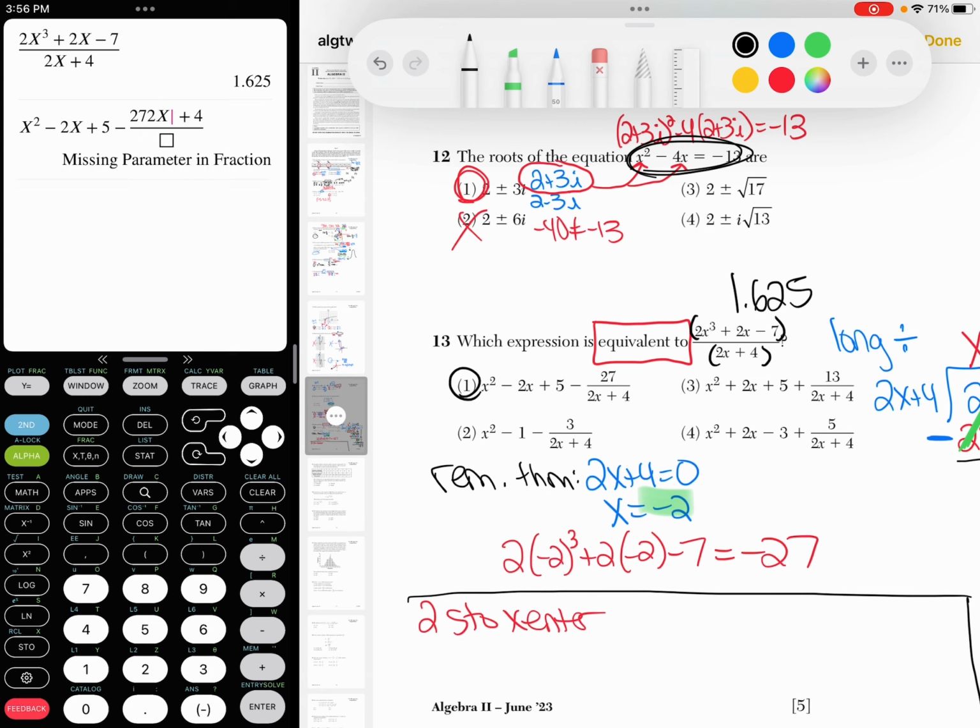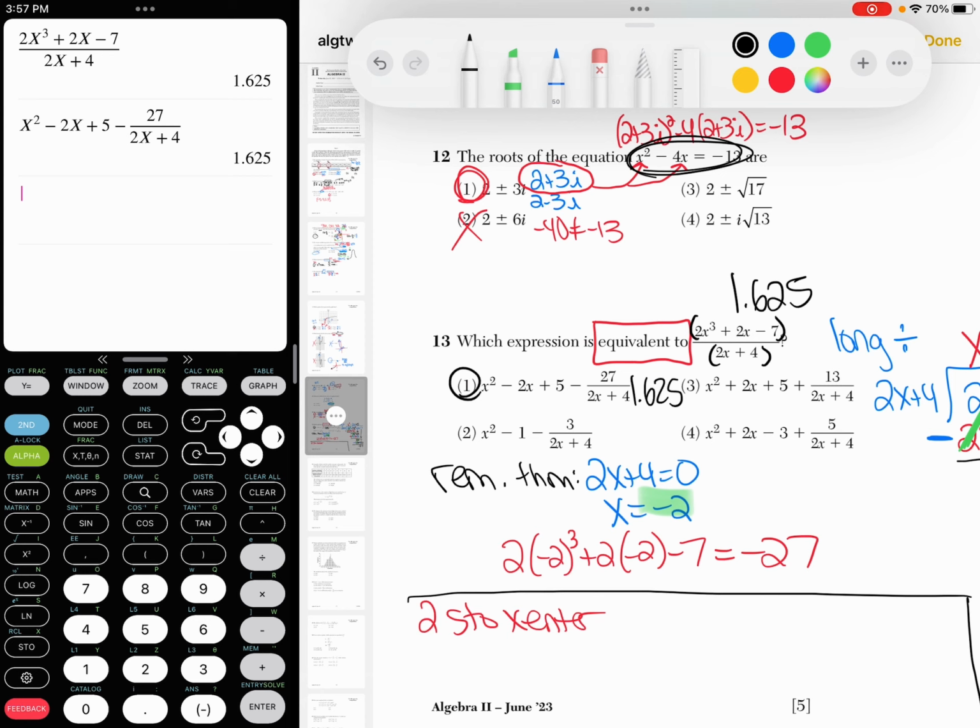Oh man, whoa, I messed that up. Minus 27 over 2x plus 4. There we go. And when I type it in correctly, I do get the exact same number.